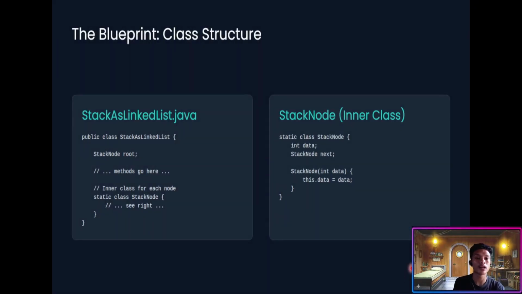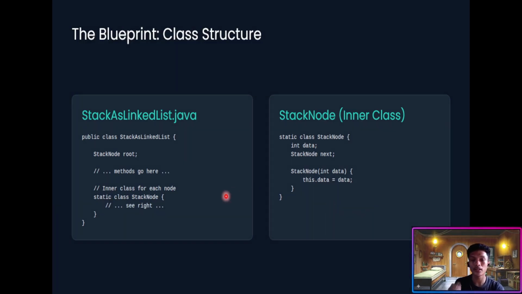So let's look at the code. Our structure has two main parts. First, on the right, we have our StackNode class. This is an inner class that acts as the building block for our linked list. Each node holds its own data, an integer, and a next pointer, which points to the next node down in the stack.